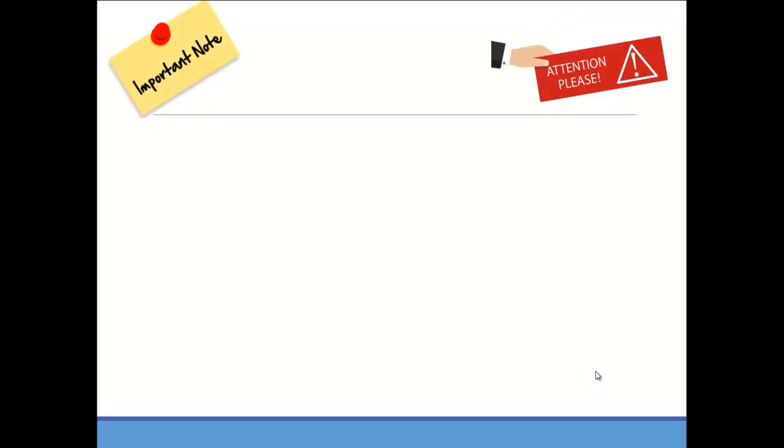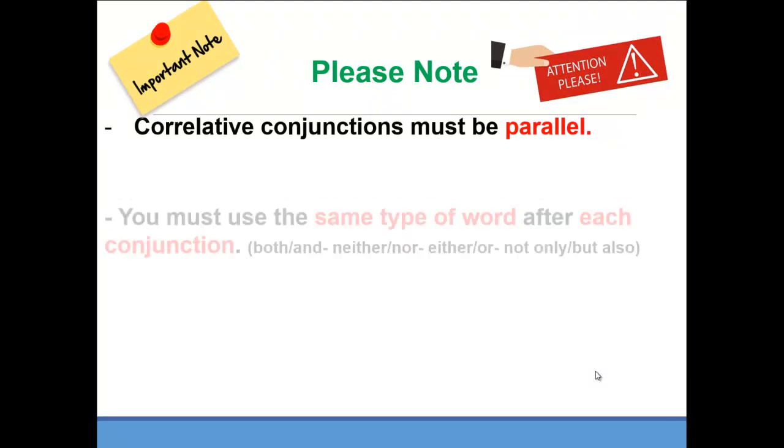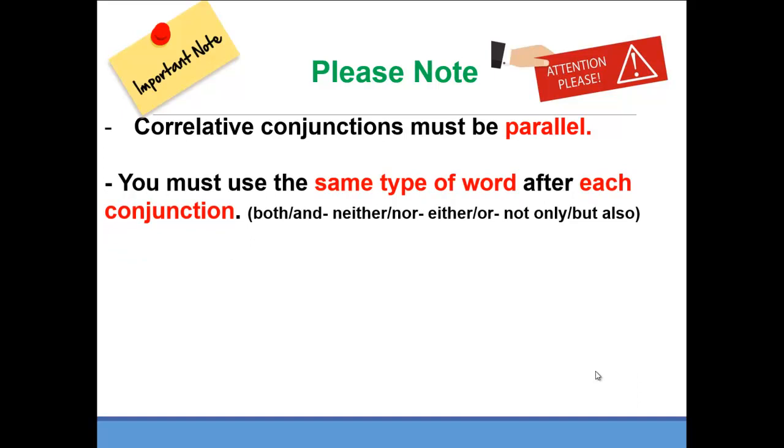Another important note that I need you to take care of is that correlative conjunctions must be parallel. What does that mean? It means that you must use the same type of word after each conjunction. If you used a verb after the first conjunction, the second conjunction should be followed by a verb.